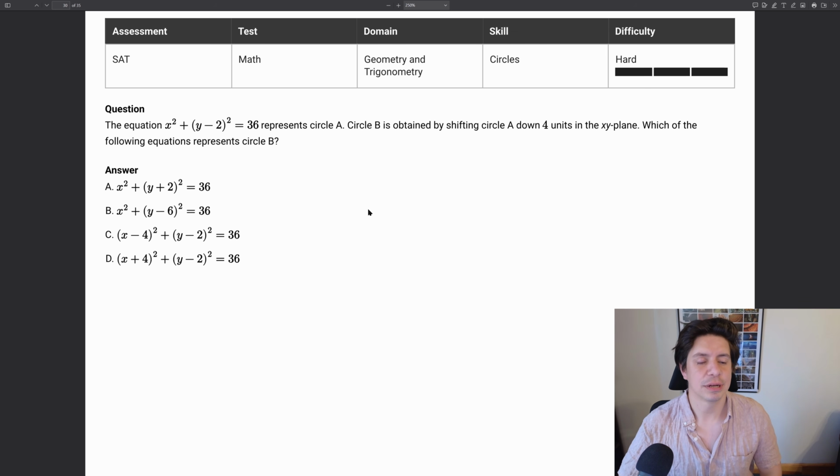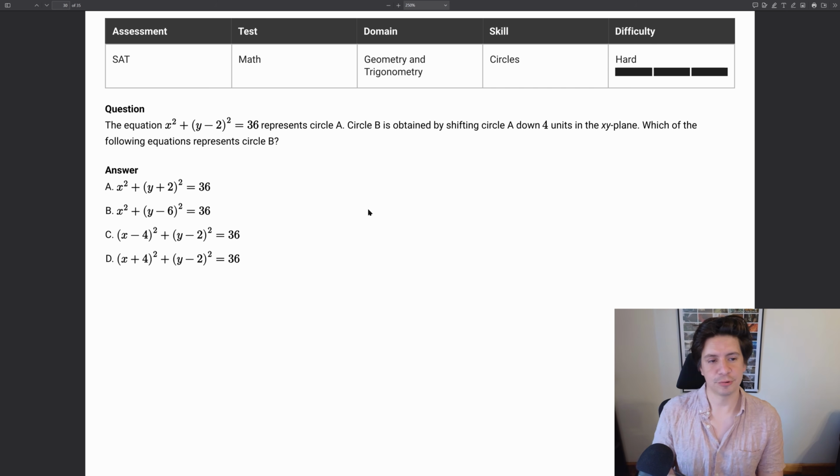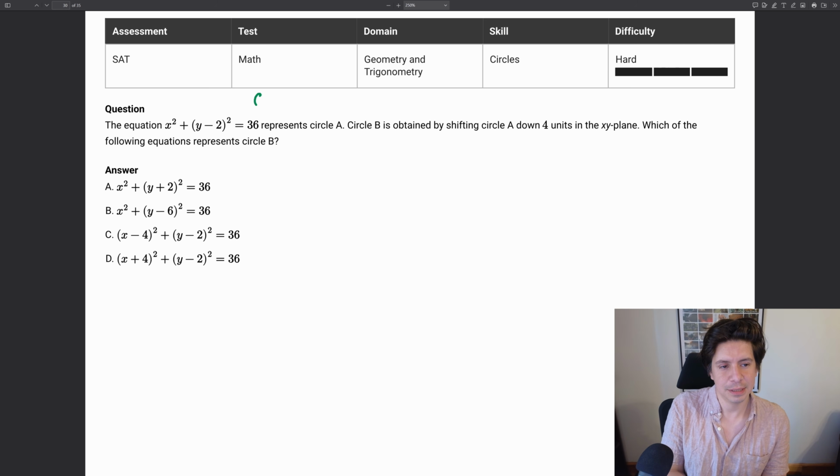And we have this: the equation x squared plus (y minus 2) squared equals 36 represents circle A. Circle B is obtained by shifting circle A down 4 units. Which of the following equations represents circle B? So our center right now is (0, 2). Our new center, by shifting 4 down, is going to be (0, negative 2), right?